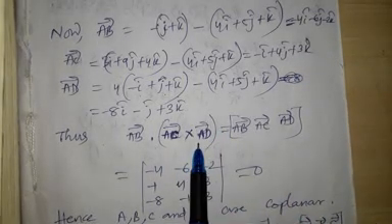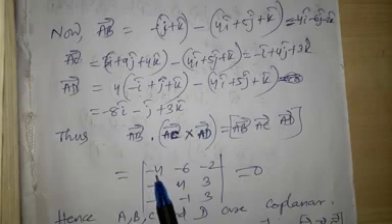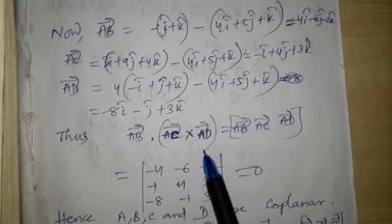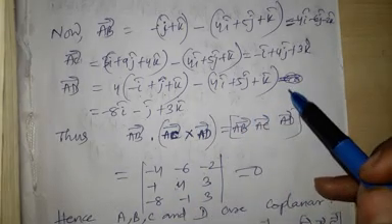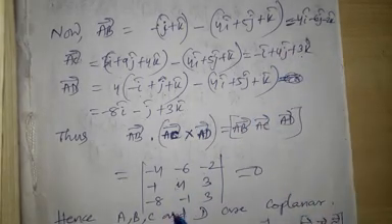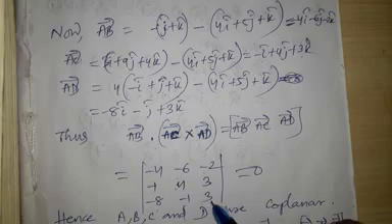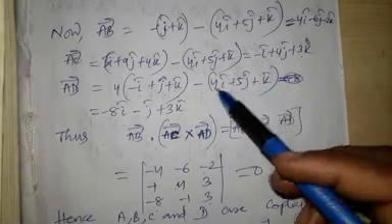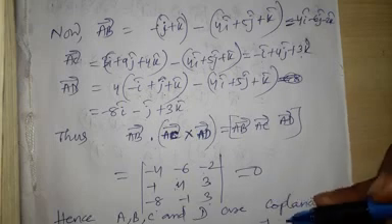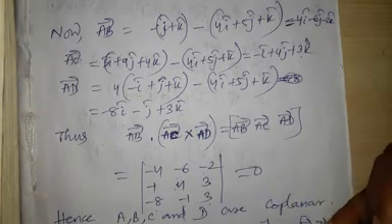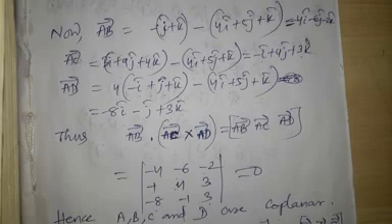The scalar triple product is equal to the determinant with rows minus 4, minus 6, minus 2; minus 1, 0, 3; and minus 8, minus 1, 3. The determinant is equal to 0. So that's why A, B, C, D are coplanar.